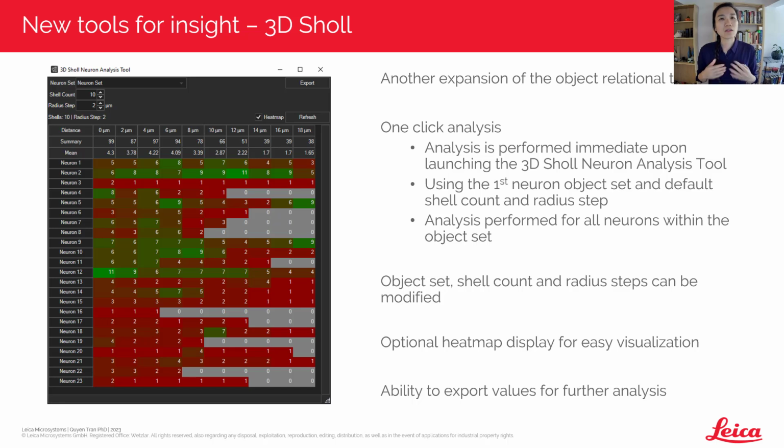This analysis is also another expansion of our 3D object relation tool. Once launched, the analysis is immediately performed on your first neuron object set and using default shell count and radius steps. These 3 components can of course be modified to meet your needs. We've also implemented the ability to view this analysis as a heat map and to be able to export these values for further analysis if you so wish.